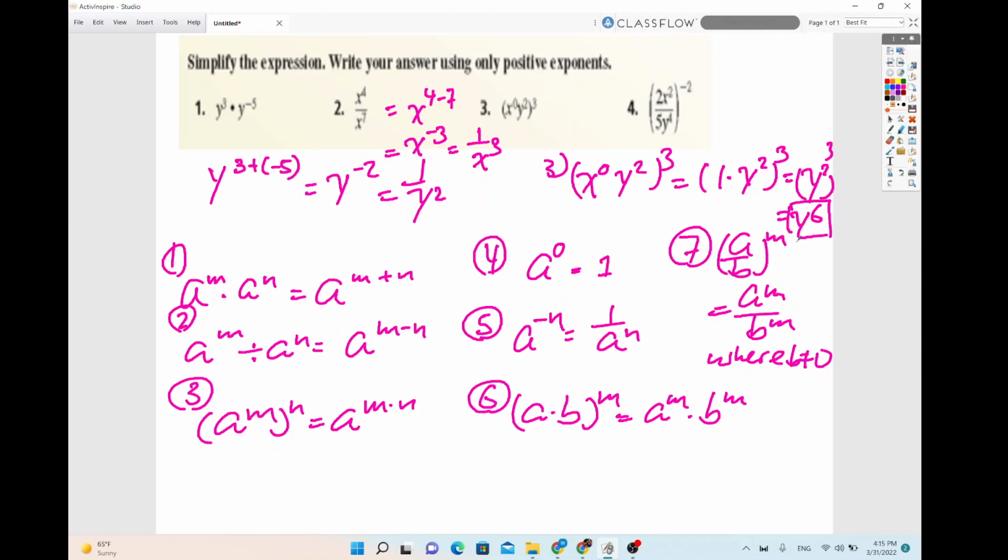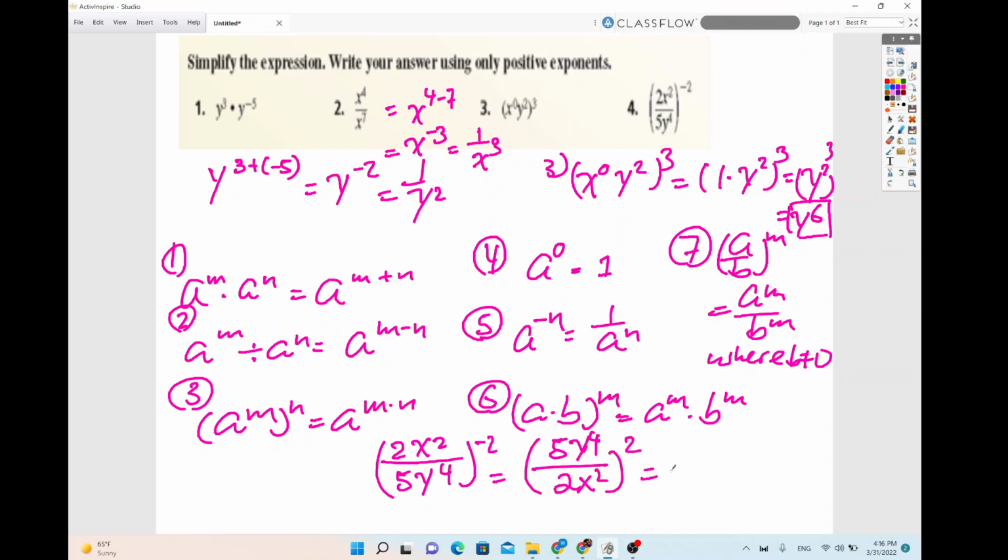And then the last one looks a little bit sophisticated. Again, it's pretty much the same kind of process using property number 6 and number 7, the power distribution and the quotient power distribution. Before we do anything here, we want to convert this one to the reciprocal form because it has a negative exponent. So we need to swap things around. Whatever we have in the numerator and denominator, we just swap those elements. So we get 5y to the power of 4 over 2x squared, quantity to the power of 2.